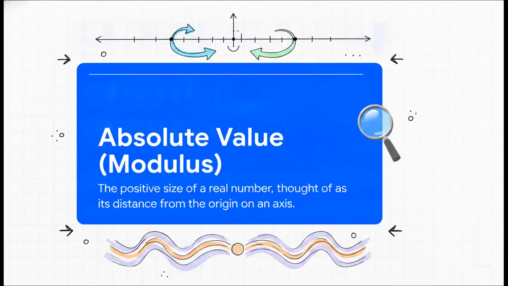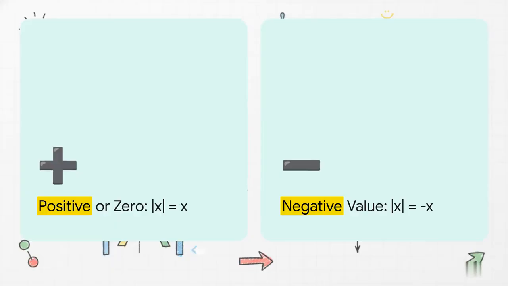So, what's a modulus? It's simply the absolute value, a number's pure, positive distance from zero on an axis. Algebraically, this splits into two paths. Positive values stay positive. For negative ones, just multiply by -1.